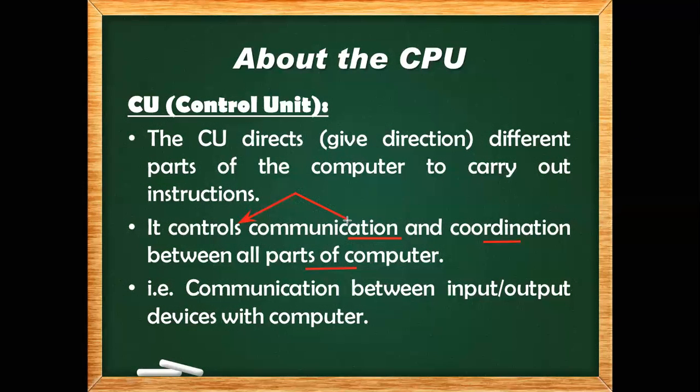Computer is lagging. It means the computer is not working smoothly. So the CU makes the computer work smoothly. It controls communication and coordination between all parts of the computer.